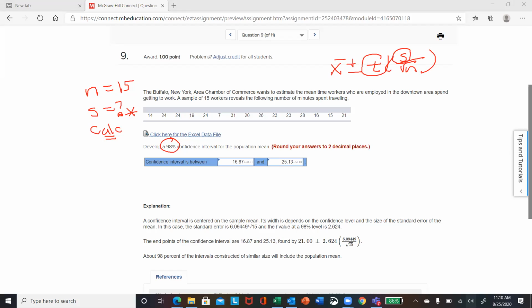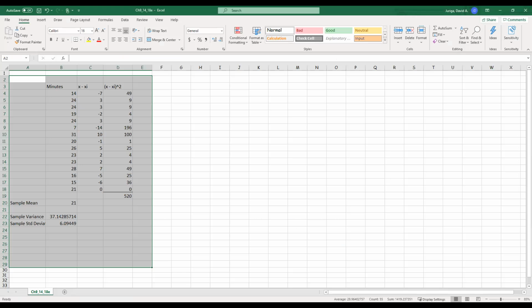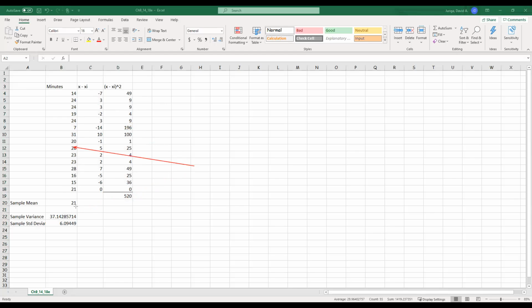Now, in case you've forgotten, let me pull this up. I plugged the numbers into Excel, and I showed you, just as a reminder. Let me share this with you real quick. Here's your formula, and here are all your samples. It's X minus X bar. Your sample mean is 21. You square it, you add it up, and you get 520 over n minus 1, so 520 over 14. You get your sample variance, and of course you can get your sample standard deviation, which they took out to 6.09449.